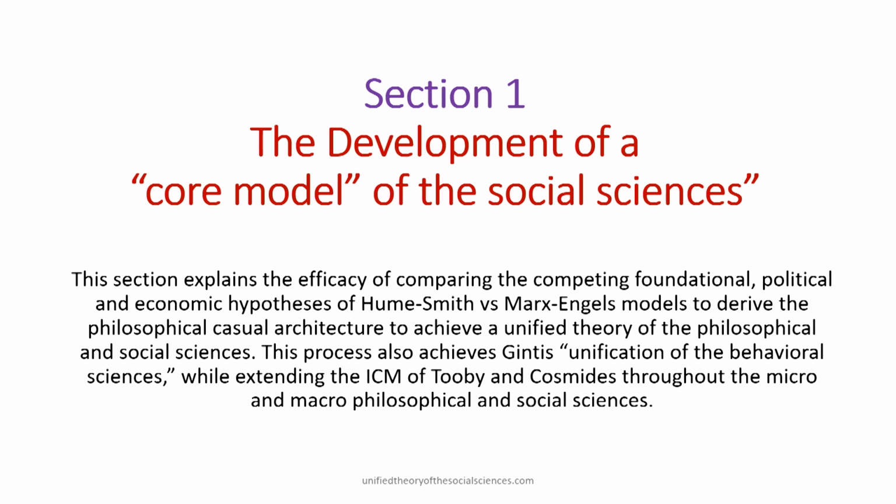Section 1, the development of a core model of the social sciences. This section explains the efficacy of comparing the competing foundational political and economic hypotheses of Hume-Smith versus Marx-Engels models to derive the philosophical causal architecture to achieve a unified theory of the philosophical and social sciences. This process also achieves Gintis' unification of behavioral sciences while extending the ICM of Tooby and Cosmides throughout the micro and macro philosophical and social sciences.